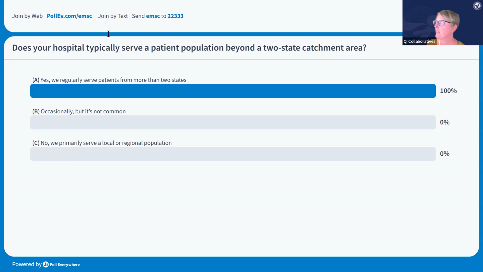All right, so somebody's in, we're getting results. Fantastic. So again, does your hospital typically serve a patient population beyond a 2-state catchment area?